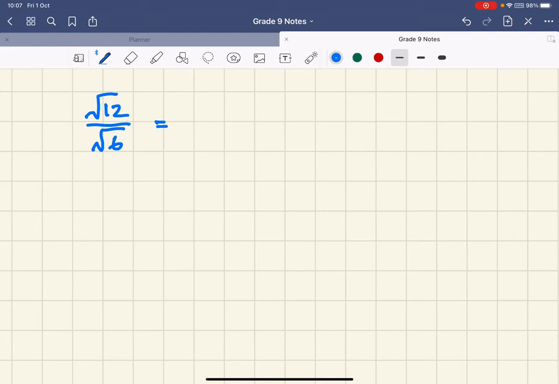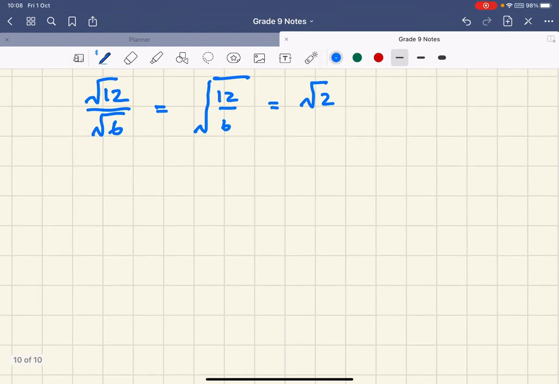Now one of the things we can do is just like multiplication, this could be 12 divided by 6 all square rooted, which is the square root of 2. There's nothing wrong with that. It's a very easy way to do that. However, I'm just going to show you a bit of thinking behind some of that.